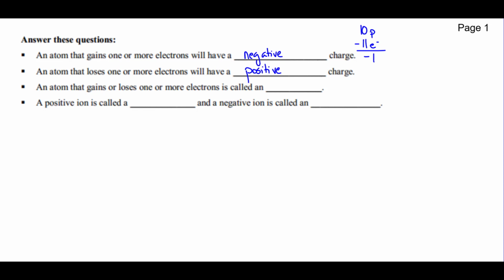Now, an atom that gains or loses 1 or more electrons is called a blank, and that's kind of a new vocabulary word for us. That's an ion. And the last one says a positive ion is called a blank, and a negative ion is called a blank. Well, both of those words end with ion. And remember in the notes, I taught you to think about positive ions as being positive, and that can help you remember that this is a cation. And then the negative ion, I taught you a way to remember that anion sort of stands for a negative ion. And so that's anion for the last answer.